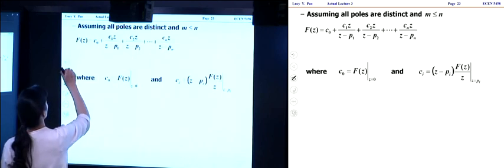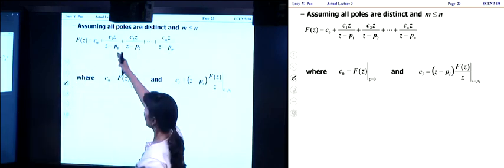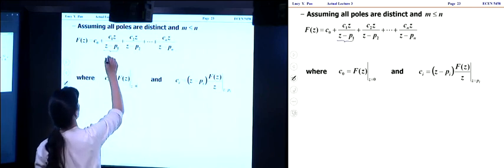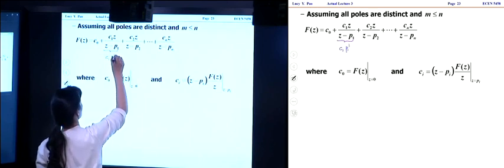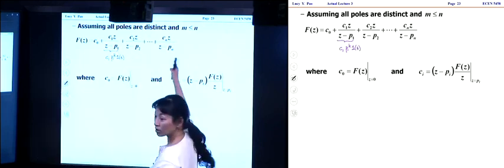And so if you can expand f of z into this form, then you know exactly what the corresponding time domain sequence for each of these is. This will correspond with c1 times p1 to the k, and let's go ahead and explicitly write 1 of k, etc. for all of these.